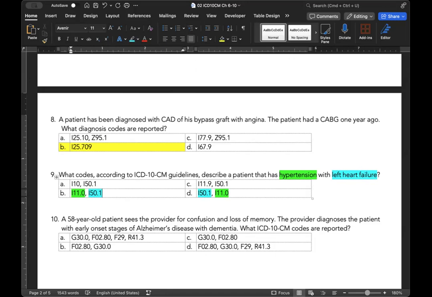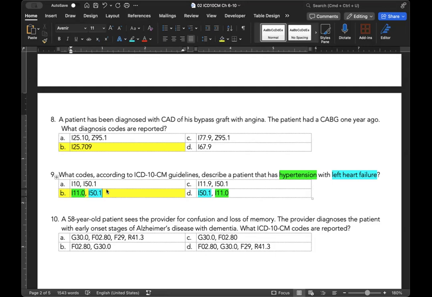Yes, I think the guidelines say use additional code. Right, that's what I was going to say. The guideline states that the additional codes basically will follow after the hypertension. So your I11.0 for the hypertension with the heart failure should be first, and then the type of heart failure should be second.